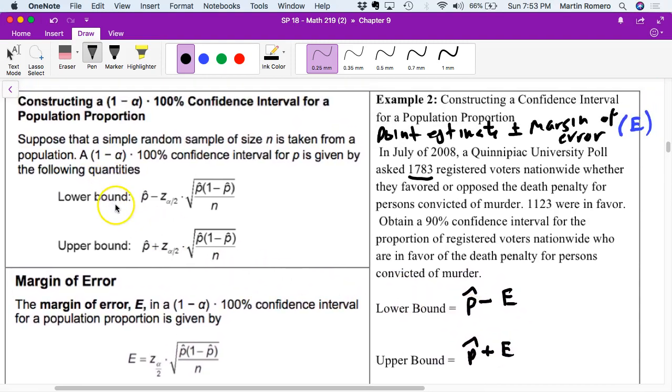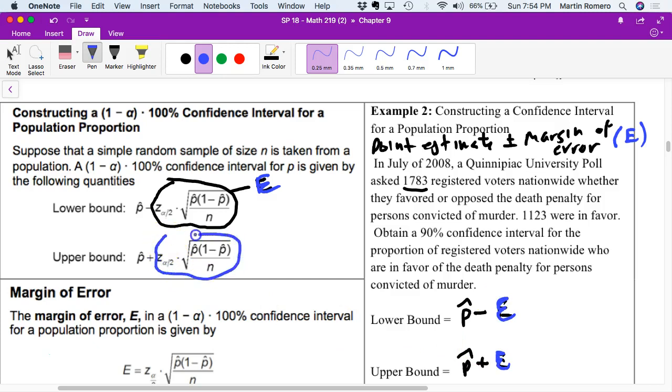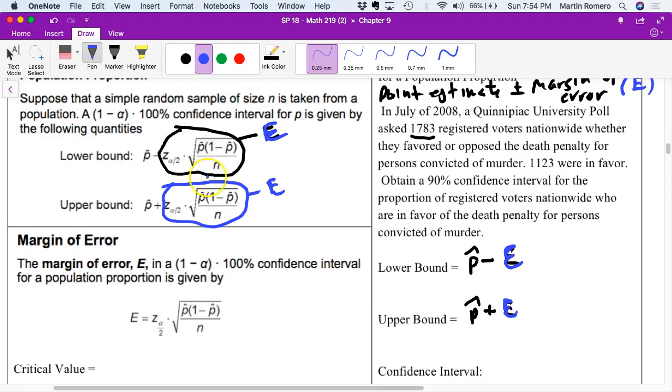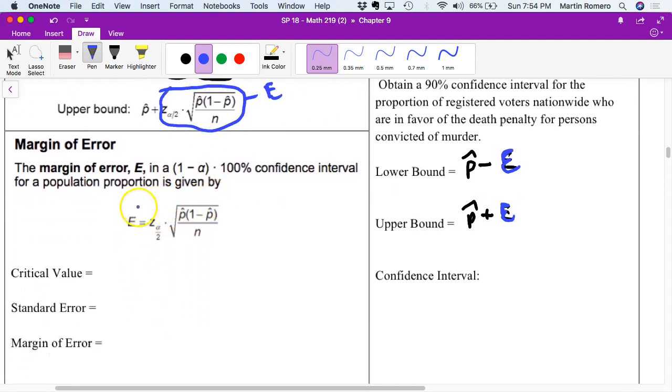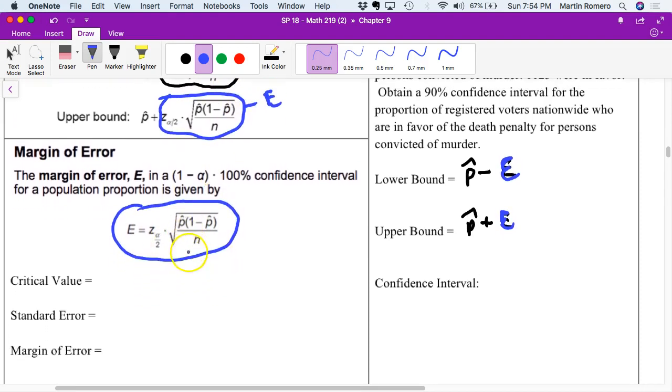And so looking at the formulas over here, lower bound is P hat minus this value here. All of that is E, which is your margin of error. Let's put that in blue since I was matching that up. That's E, your margin of error. And so all you need to then worry about to get your margin of error, your lower bound and upper bound, is to actually calculate these values. And so you can see down here, right here is your E, what I was talking about. Here's the formula for your margin of error.